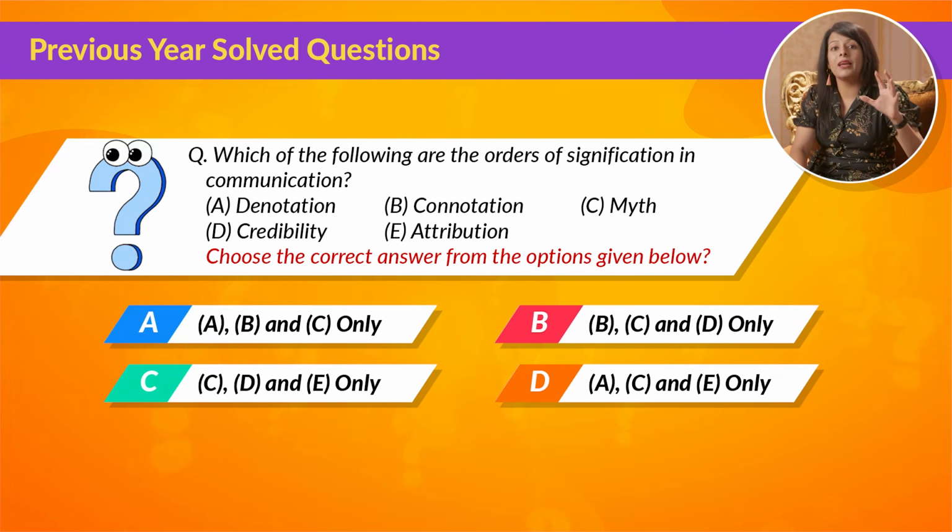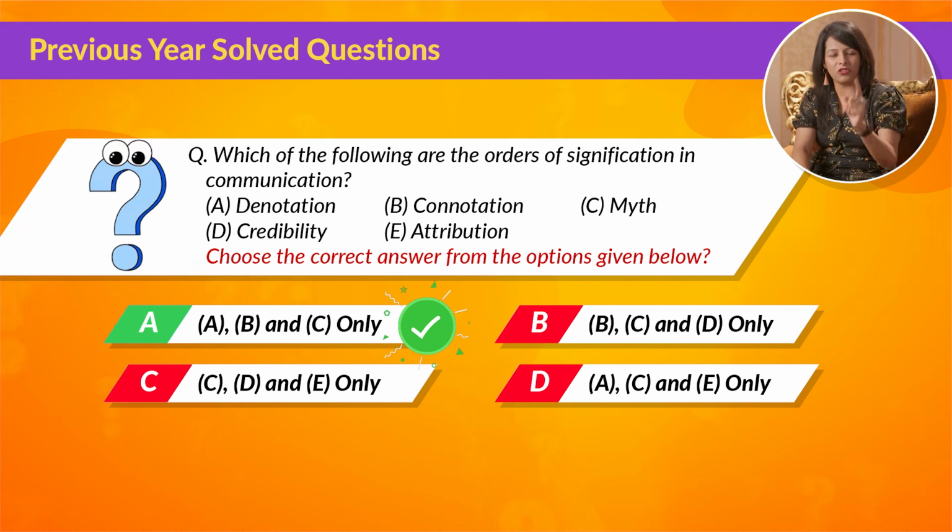Now let's move to second question. Friends, the correct answer is option A. Because denotation, connotation and myth are the three key orders of signification in semiotic theory. They explain how signs carry literal, suggested and cultural meanings. Credibility and attribution are not part of this model.